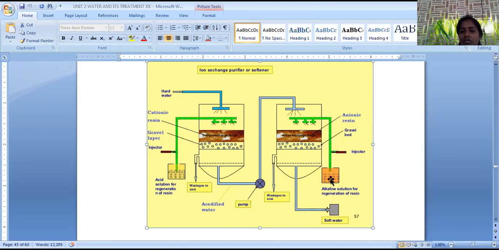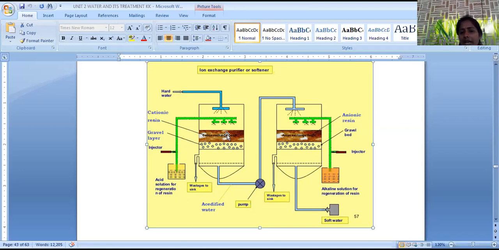Here we have two side chambers. One is the acid solution side chamber, the second is the alkaline solution side chamber attached to the anionic compartment. These are mainly used for regeneration. Regeneration is needed when we are continuously doing softening. After some time, the cationic chamber is totally retained by calcium and magnesium. There are no free H plus ions present on the terminal side.